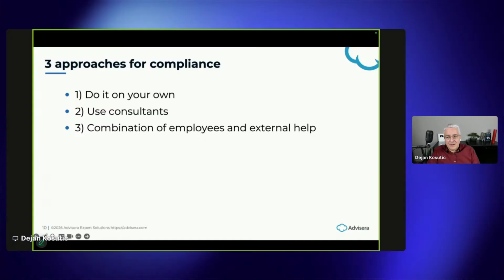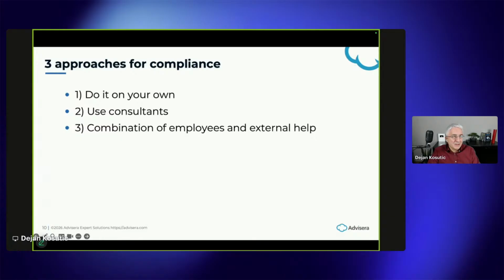And then a third approach is somewhere in between the first 2. This is a combination of your employees and external help. This is where you use your own employees, but these employees are getting the know-how from someone externally. So this external company is providing the know-how, documentation, tools, whatever is needed, and then your employees are using their own time to actually implement the standard and comply with any of these frameworks. Now, we in Advisera use this third approach, and this is what we built our business around.